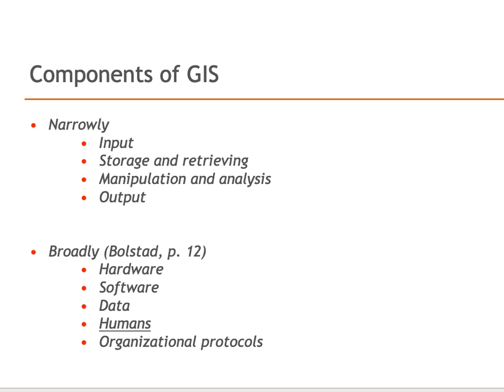Also, for the components of GIS, we're looking at input, storage and retrieving, manipulation and analysis, as well as output. Also, for GIS, it's required to have hardware, so a PC. Also, it's required to have software. For ArcGIS, there are many software products, for example, ArcGIS Pro and ArcGIS Desktop.